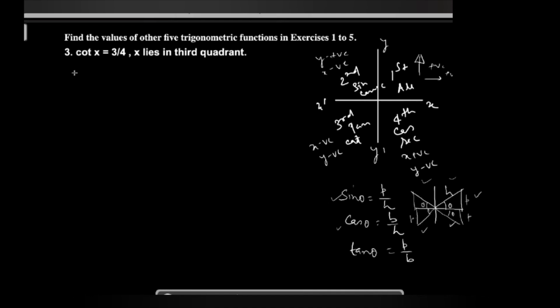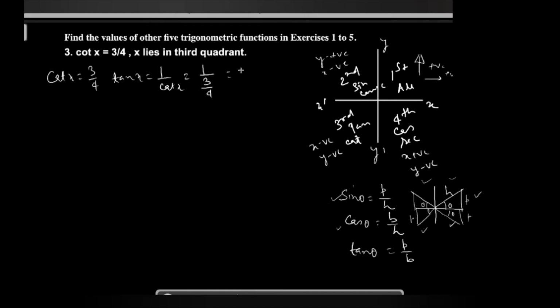Now try to solve this problem. We have been given cot x equals 3 by 4. So we can get tan x from here: tan x equals nothing but 1 upon cot x, which is, you can see, 4 by 3.